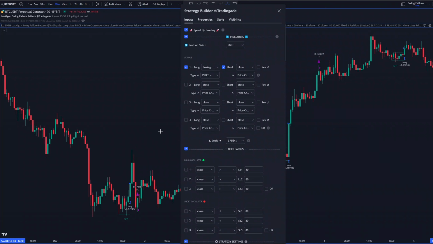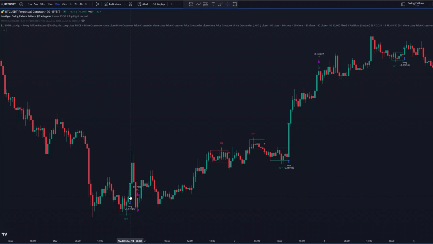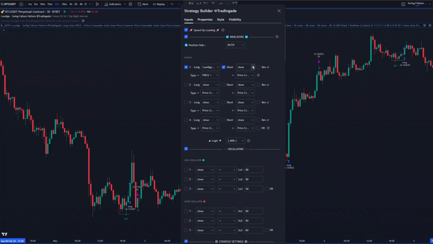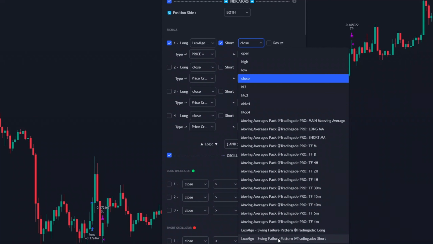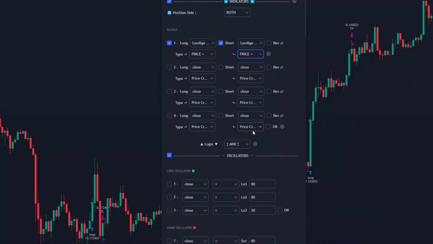As you can see, in just 5 seconds we have an entry signal whenever we have a swing failure pattern long signal. In order to configure the short entry signal will be exactly the same. We will select here short signal from swing failure pattern, price equal, and that's all.